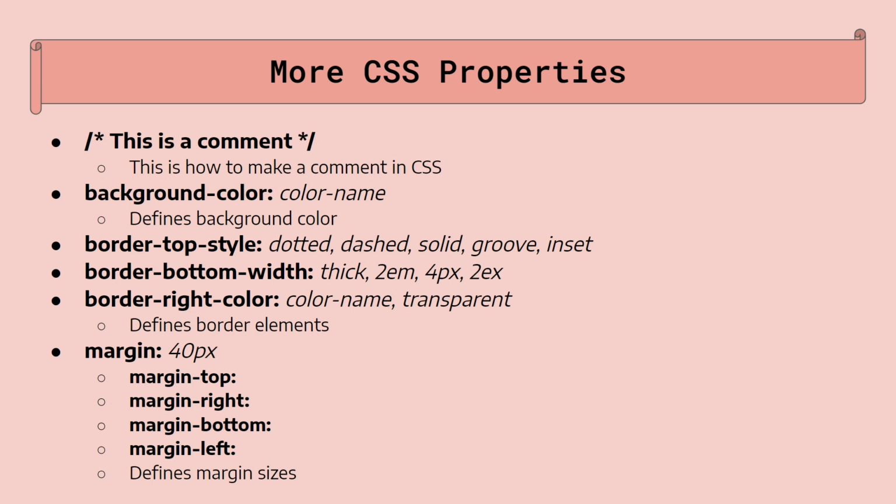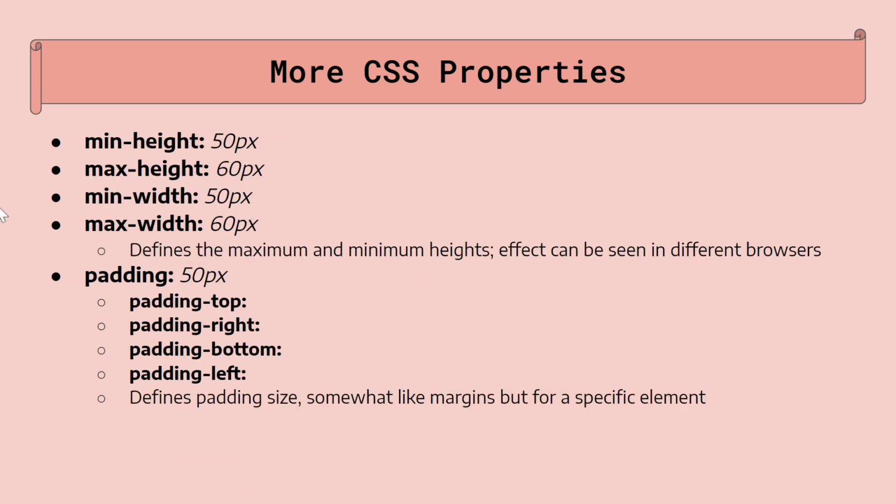The border width property specifies the width of a border. The border color property specifies the color of a border. The margin properties are used to define the margins of the elements. Using margin top, right, bottom, or left will specify the margins for a particular side. The min height, max height, min width, and max width properties are used to set the minimum or maximum height and minimum or maximum widths.